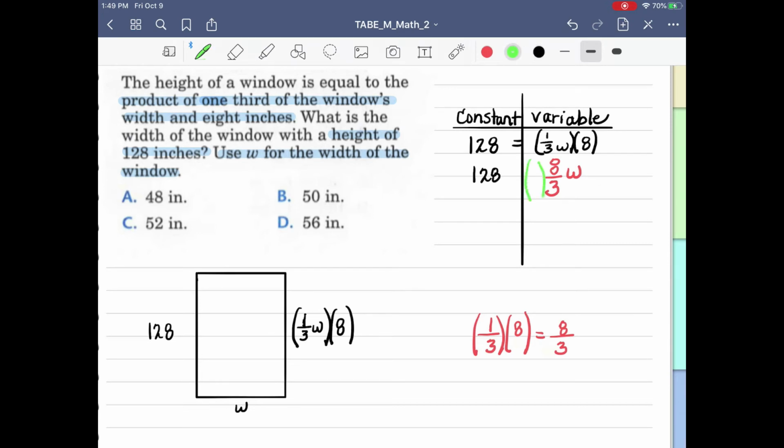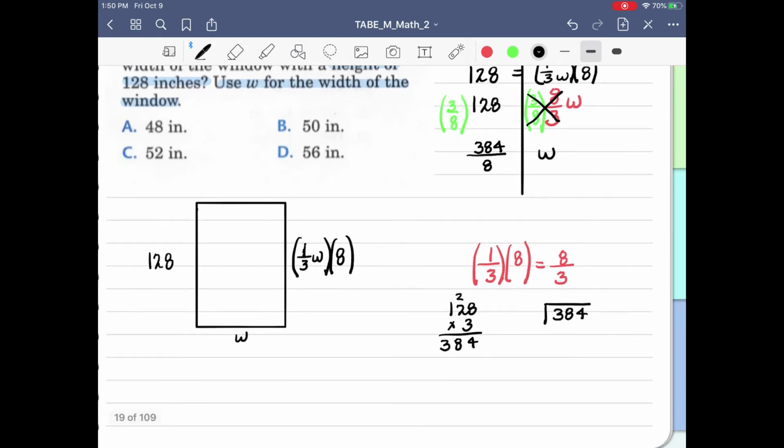And then we use the reciprocal, which is 3 over 8, on both sides. Again, if you have a calculator, you are very fortunate. So we end up with W, and we need to do 128 times 3. That'll give us the top number. That's 384 on top, and an 8 on the bottom. So then I need to do a little bit of long division down here to figure that one out. 8 into 38 is 4, that's 32. 8 into 64 is 8, so I'm looking for the width of 48. And that is A.